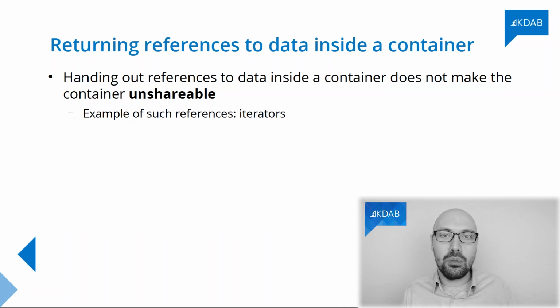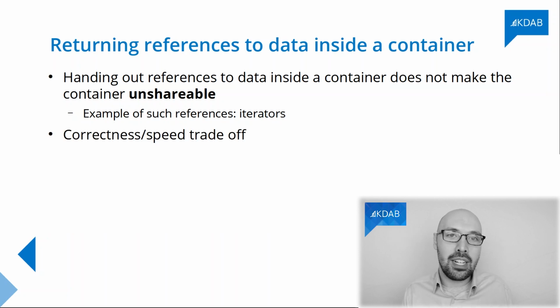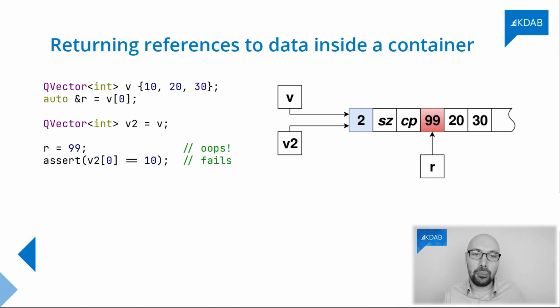Why should Qt need to mark the container as not shareable? We're going to see exactly why, but why is this happening? It's a correctness speed trade-off. Doing this would be extremely expensive for the reason I'm going to show you right now.